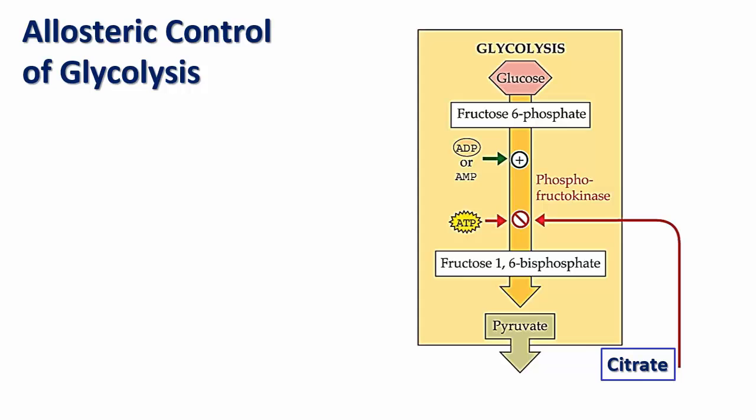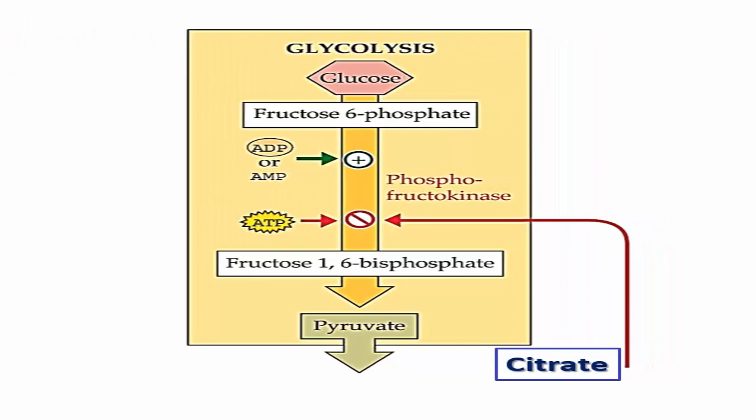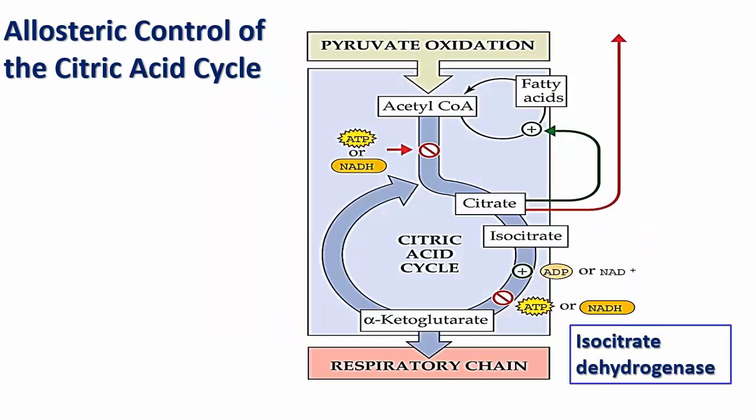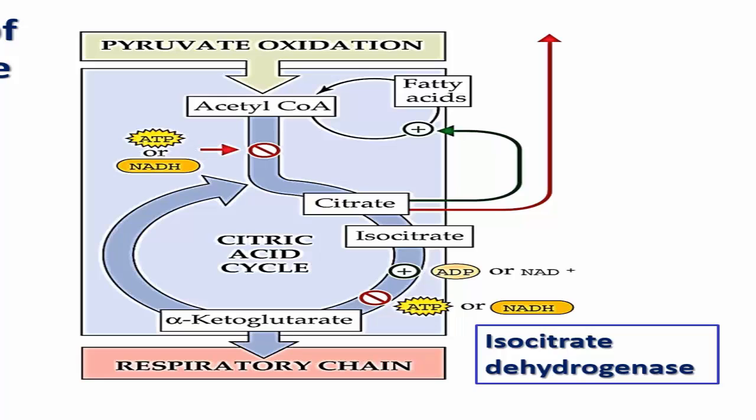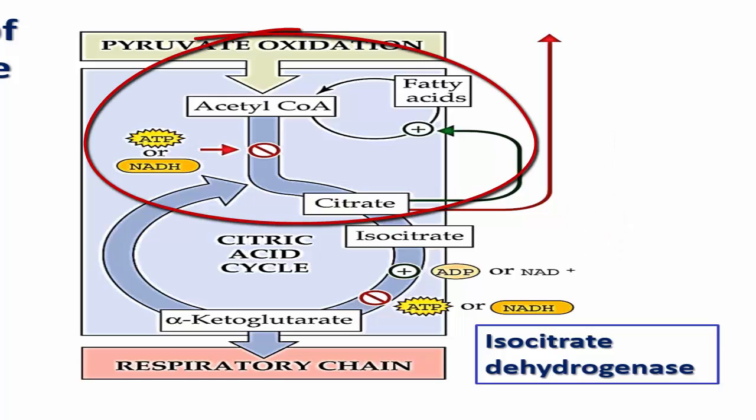Let's take the example of the allosteric control of glycolysis. The main control point in this metabolic pathway is the enzyme phosphofructokinase, which catalyzes the phosphorylation of fructose phosphate into fructose bisphosphate. This enzyme is allosterically inhibited by excess ATP and citrate and activated by excess ADP, or adenosine diphosphate, and AMP, or adenosine monophosphate. In the citric acid cycle, the main control point is the enzyme isocitrate dehydrogenase, which converts isocitrate to alpha-ketoglutarate. NADH and ATP are inhibitors of this enzyme, while NAD+ and ADP act as activators. In addition, citrate acts as an activator of a key enzyme that commits acetyl-CoA to the synthesis of fatty acids.